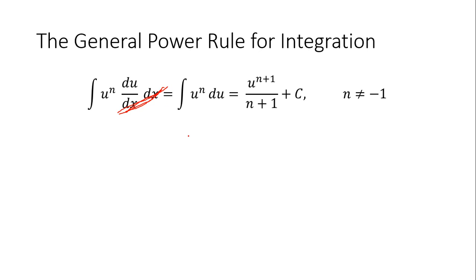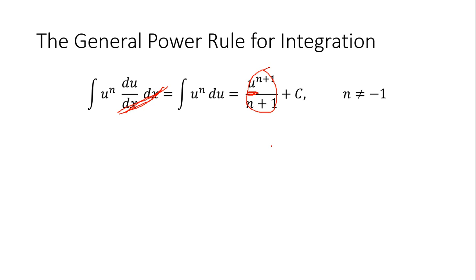So now I have the integral of u to the n power with respect to du is equal to u to the n plus 1 power over n plus 1, plus c. This is my simple power rule, but instead we just have respect to u now instead of respect to x.